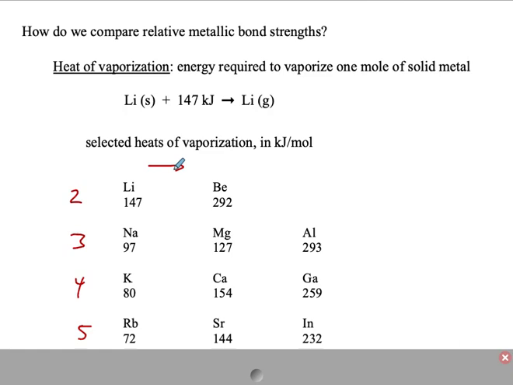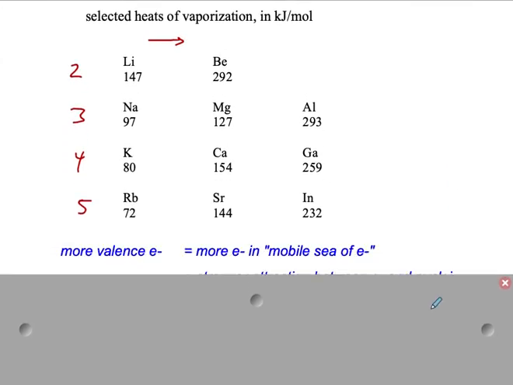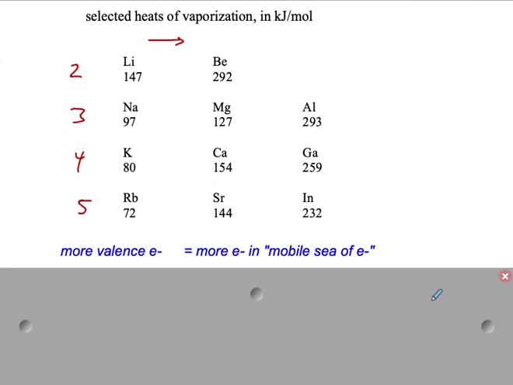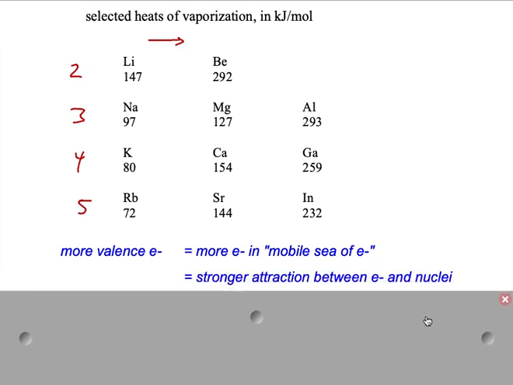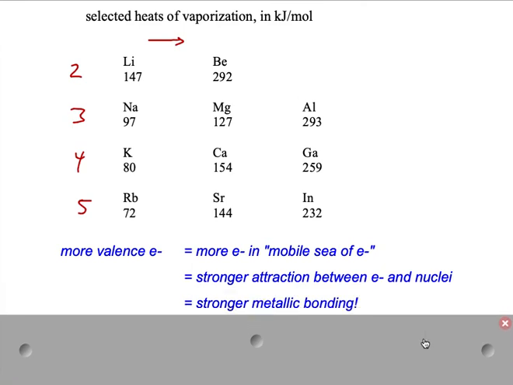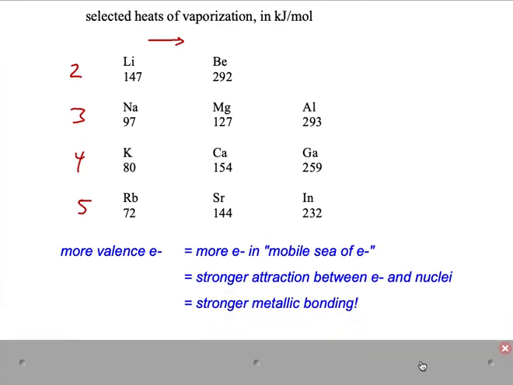Well, clearly you see that the heat of vaporization is increasing, which must mean that the metallic bonding is getting stronger. How can we explain why the metallic bonding is getting stronger? Well, obviously, as you move across a period from left to right, you are increasing the number of valence electrons, which means there are more electrons in that mobile sea of electrons, which means there's a stronger attraction between the electron sea and the nuclei, which corresponds to stronger metallic bonding.